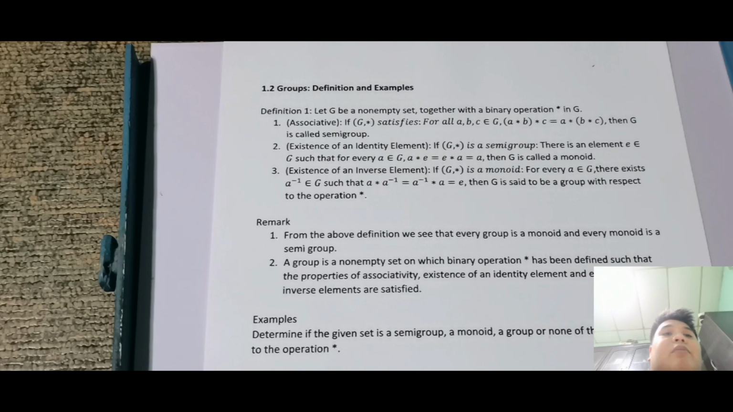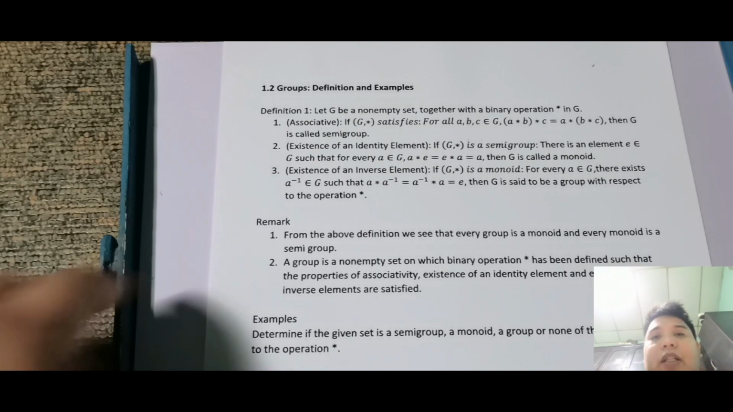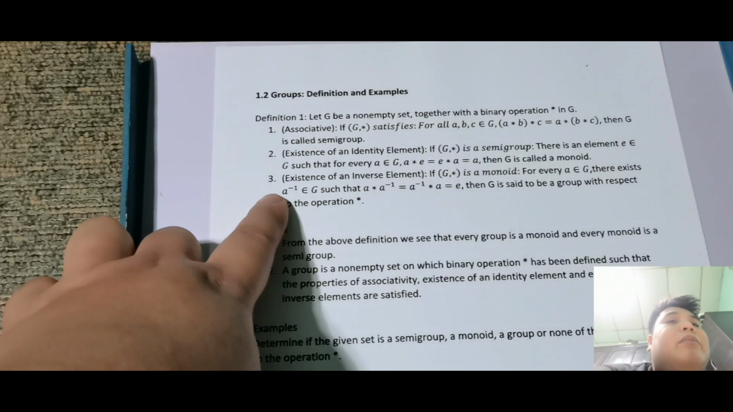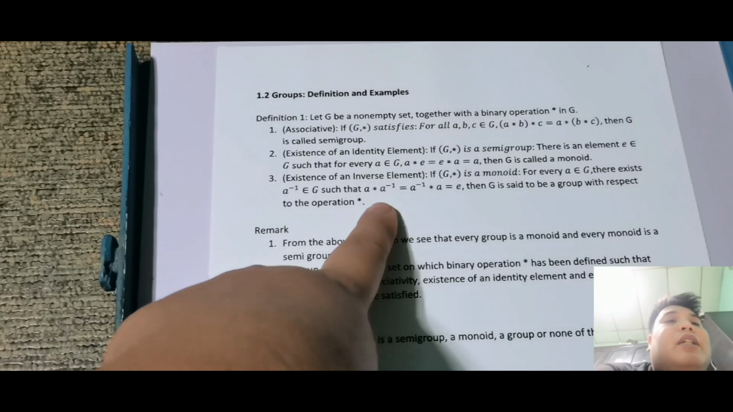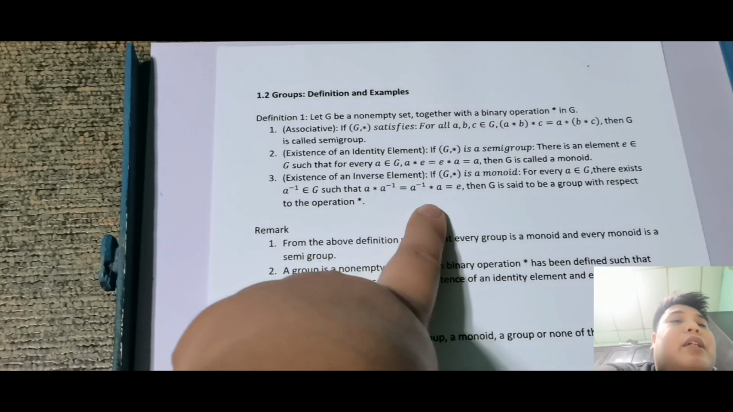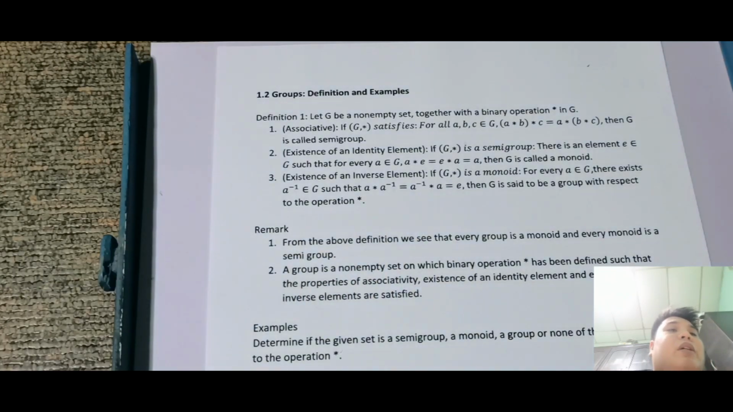Okay, next is existence of an inverse element. If G, asterisk is a monoid, okay, so meaning siya ay define binary operation, semigroup, or associative. Tapos sunod is may identity element or monoid na siya. Okay, then for every A element of G, there exists A raised to negative 1, or ang basa dyan is A inverse element of G. Again, A inverse ang basa dyan, such that A asterisk A inverse is equal to A inverse asterisk A is equal to E, then G is said to be a group with respect to the operation asterisk.